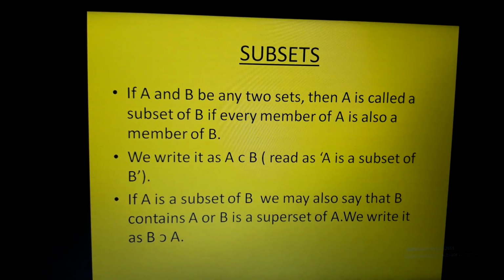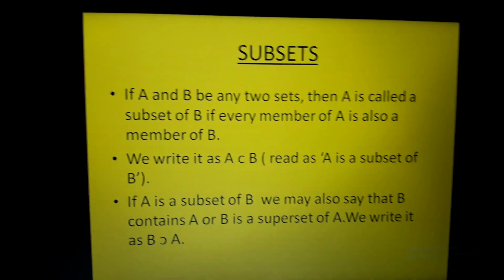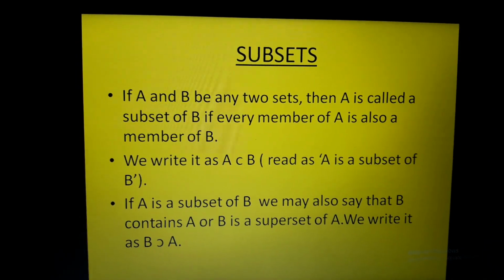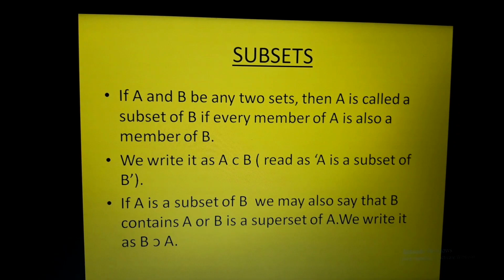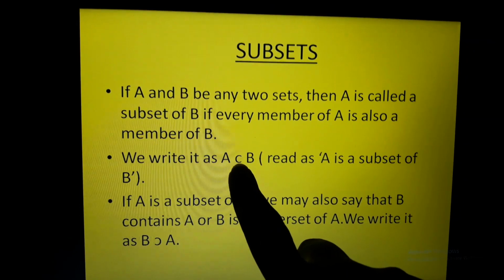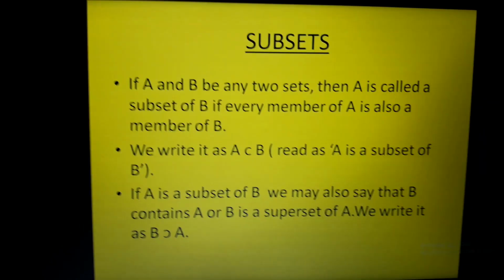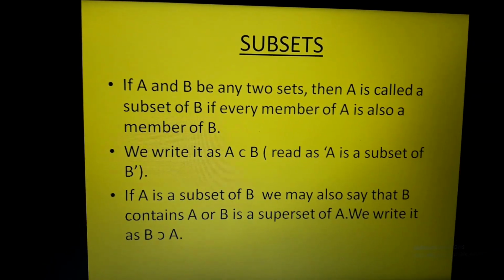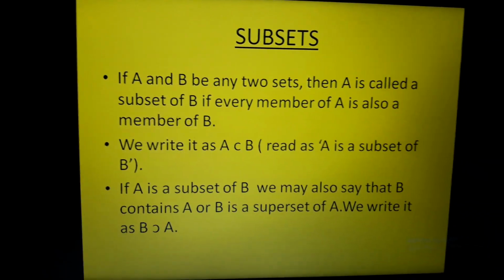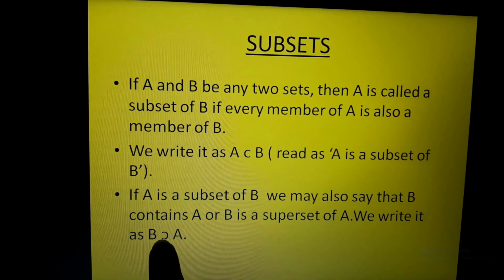Now we come to subsets. If A and B are any two sets, then A is called a subset of B if every member of A is also a member of B. We write it as A ⊆ B. This symbol is used for subset and we read it as A is a subset of B. If A is a subset of B, we may also say that B contains A or B is a superset of A. We write it as B ⊇ A. This symbol is used for superset.